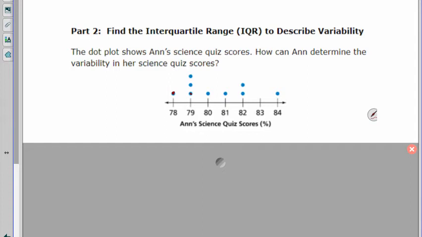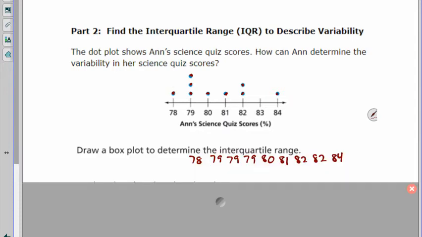She got 79 three different times. She got an 80. She got an 81. She got 82 twice, and she got an 84. And so we want to make this into a box plot. To do that, I'm going to need to list out the scores in order from least to greatest.